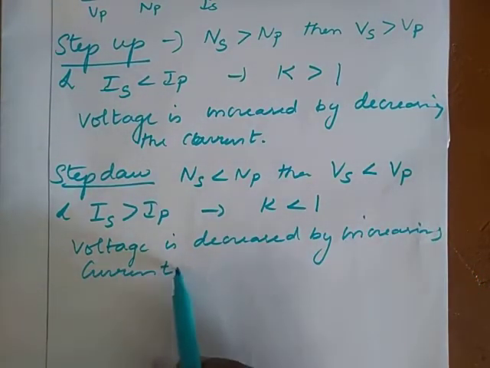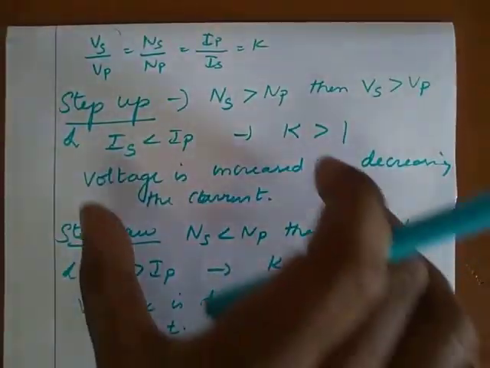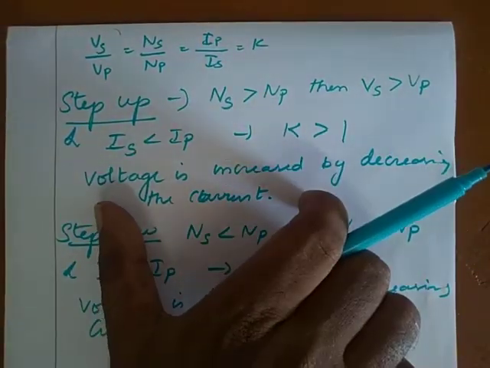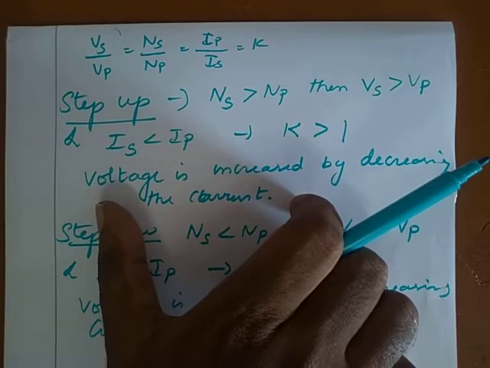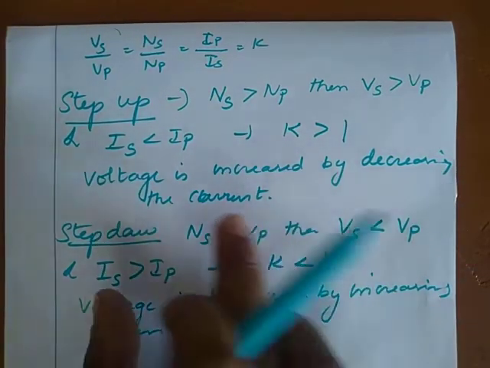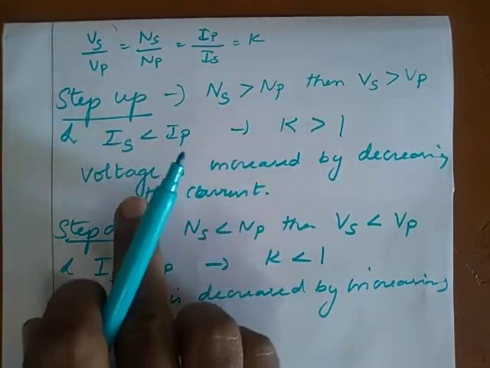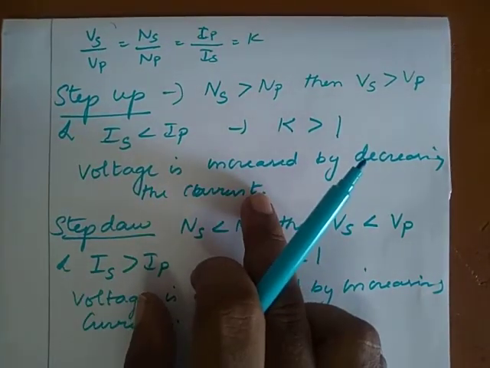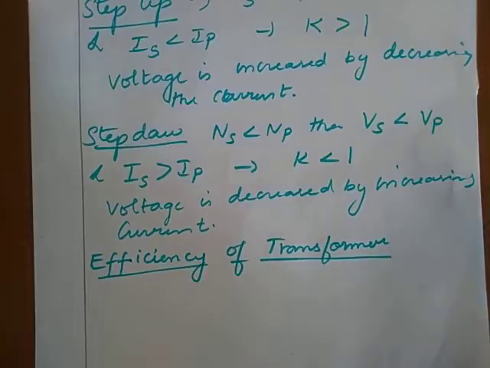Okay, see, this is a technique used to minimize the current loss, heating loss during the long line transmission, by increasing the voltage and decreasing the current. Then, efficiency of the transformer.